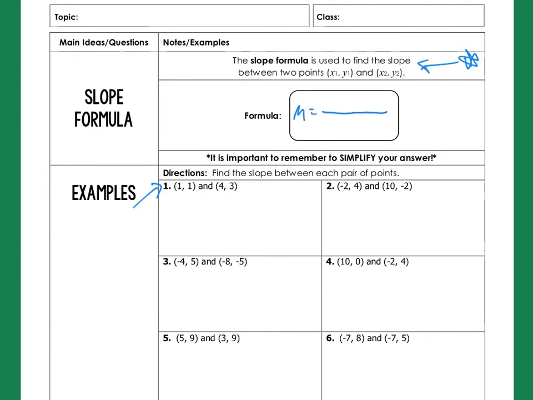is as follows. We take our second y-coordinate, such as we see in this example up here, and we subtract the first. So we take these two and we duke them out. And we're going to do the same thing with the x's. x2 minus x1.